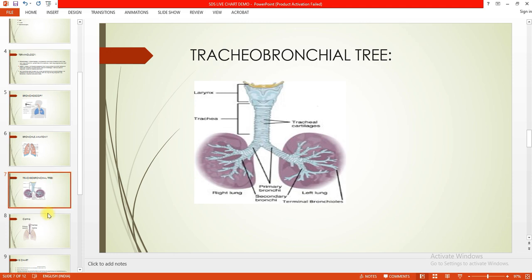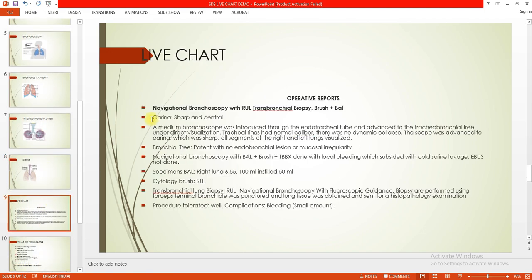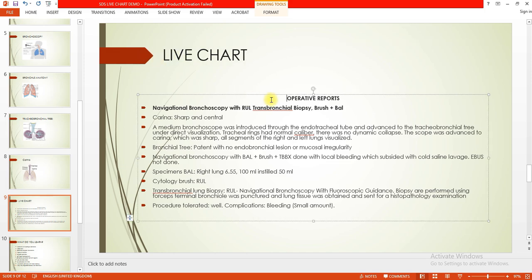Okay. So next we have the carina. This is the landmark for bronchoscopy coding. So this is the primary bronchi, trachea. This is the carina. Okay. So next, this is the chart we are going to discuss now. Okay. So this is the live operative report. Here the physician has performed navigational bronchoscopy with right upper lobe transbronchial biopsy, brush plus BAL.